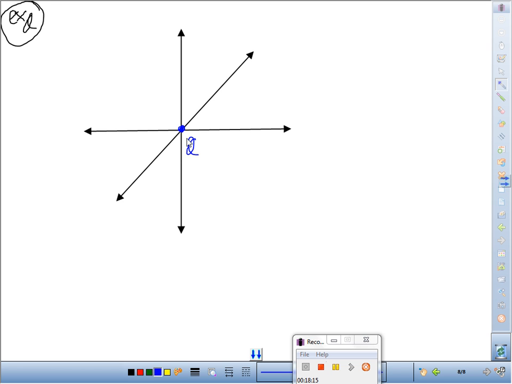But then I'm going to plot a point on each of the rays. Look, I'm going to plot a point here. I'm going to label that A. Another point here, B. Another point here, C. Another point here, X. Another point here, Y. And another point here, Z.